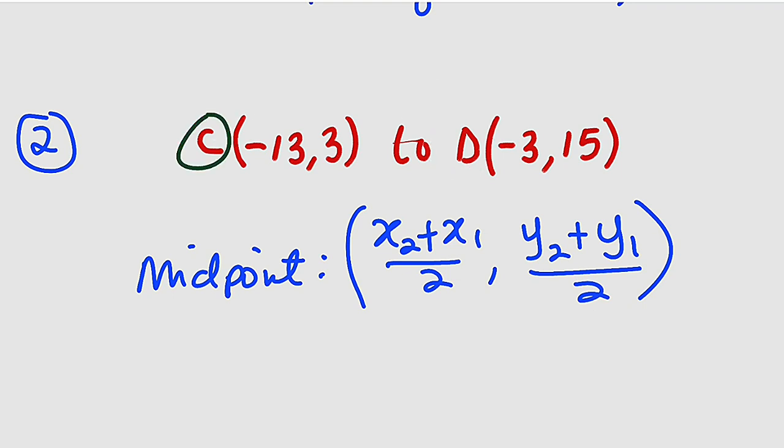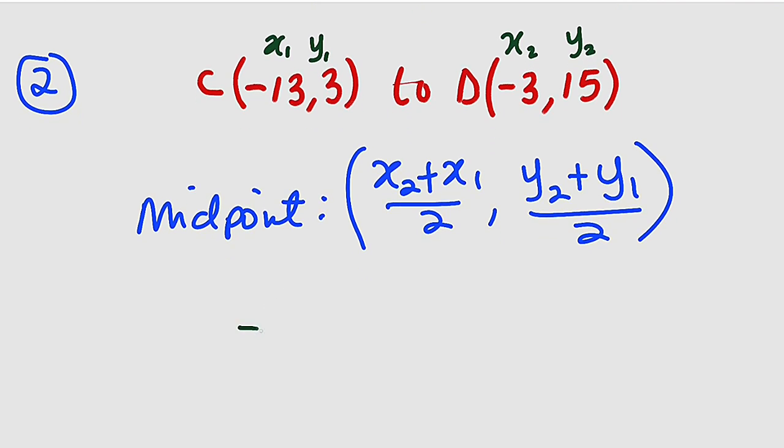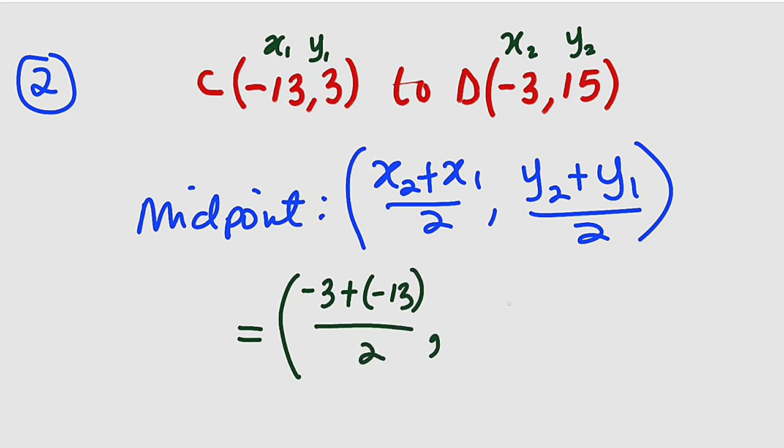Let me start from C. So we call this one x1, this is y1, this is x2, this is y2. All you have to do is substitute into the formula. So the coordinate of x at that point will be x2 plus x1. x2 is negative 3 plus x1 is negative 13. Then you divide by 2. Then for y, y2 is 15 plus y1 is 3.